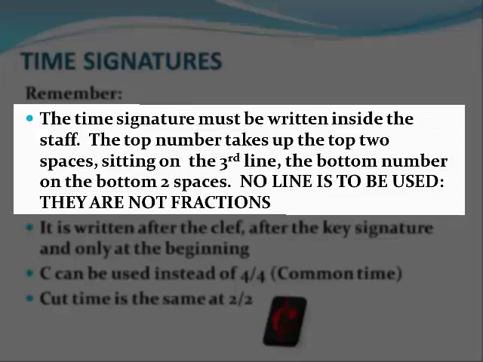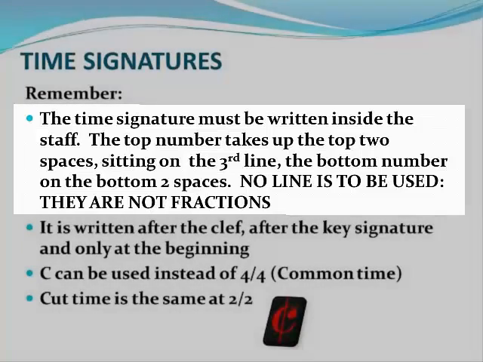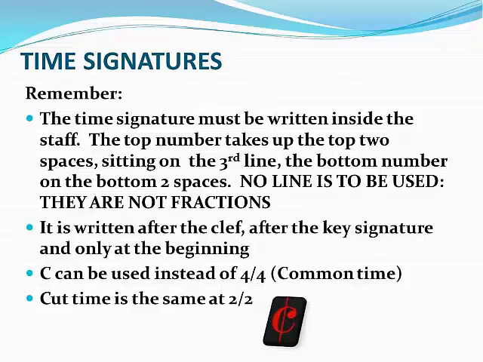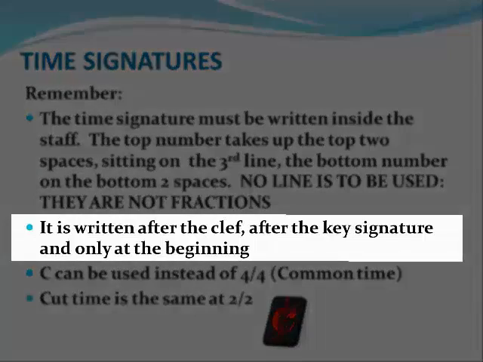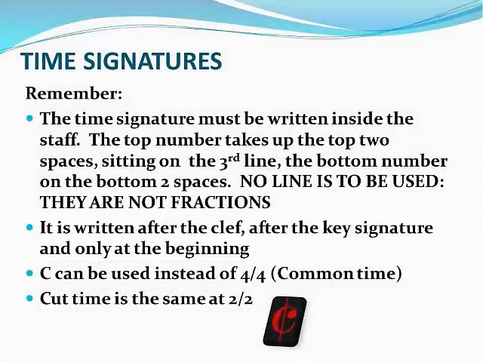It's very important to remember that time signatures are not fractions. You never draw a line between the top number and the bottom number because they're not fractions. The time signature is always written after the clef and after the key signature. An easy way to remember is that K comes before T in the alphabet, which means that the key signature comes before the time signature.